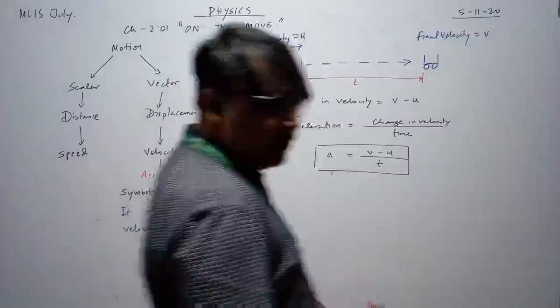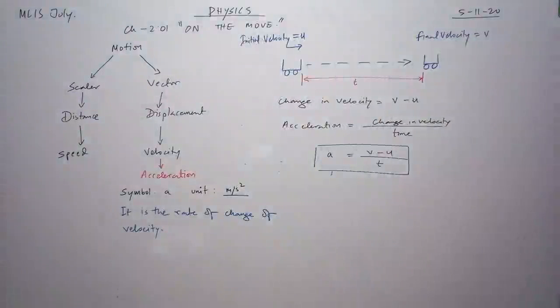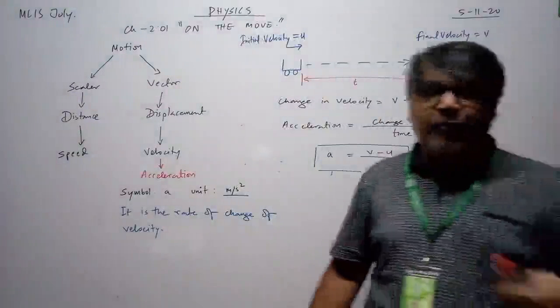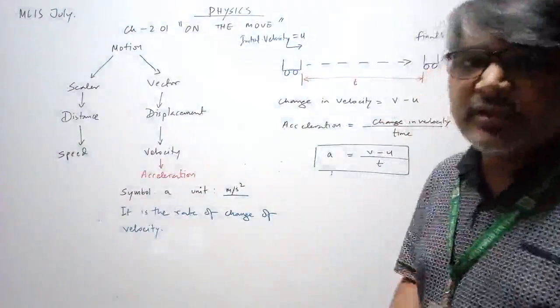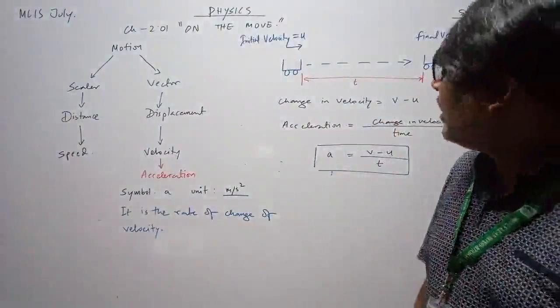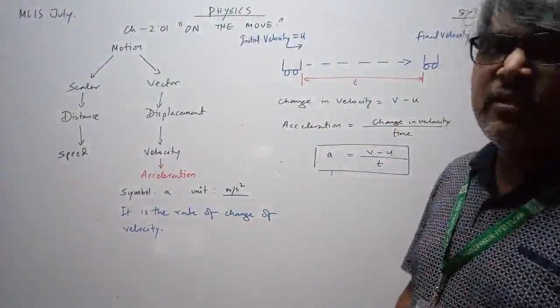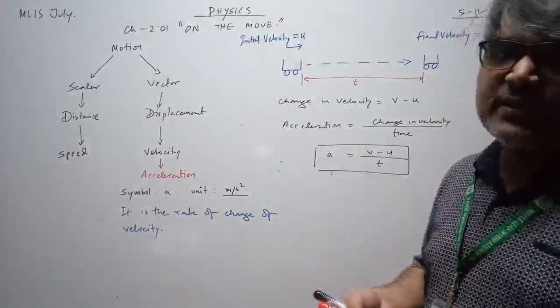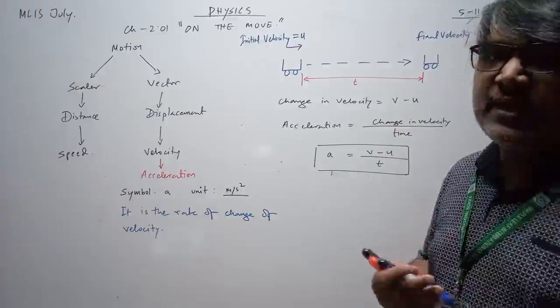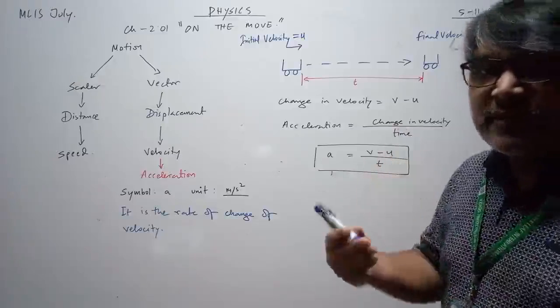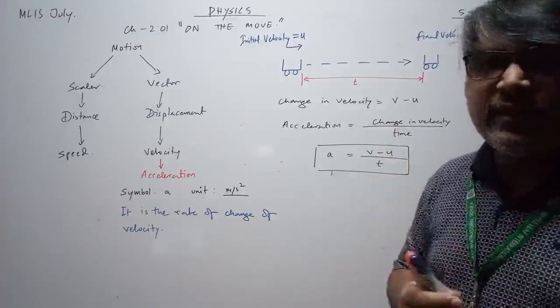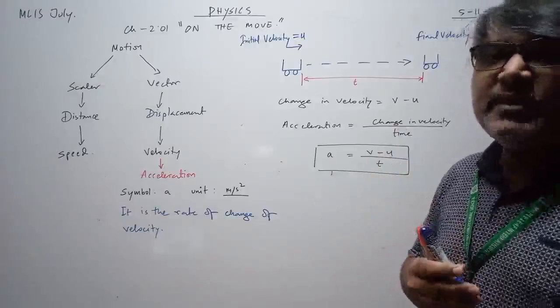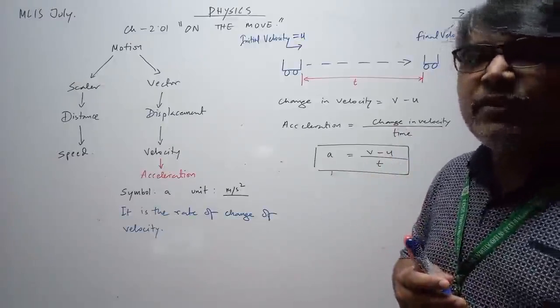Next thing that we want to discuss is if a body has acceleration, that means there is an increase in velocity. The rate at which the velocity increases is acceleration. If the velocity of a body is decreasing, then we say it's deceleration or retardation.